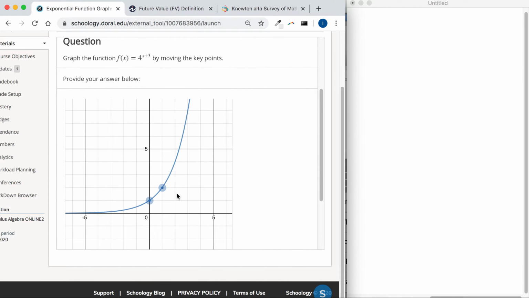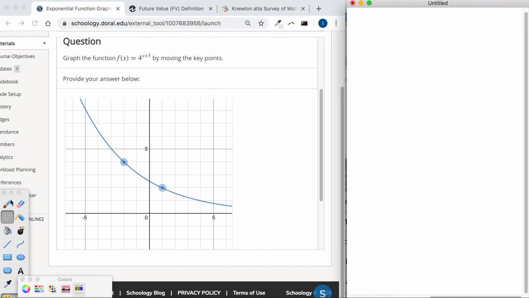Okay, I can do this for you real quick, though. This term can be infinitely close to 0, so that's why there's no horizontal asymptote. But if I plug in negative 2, negative 2 plus 3 makes 1. So at negative 2, I should be getting 1 for the y value. If I plug in negative 3, negative 3 plus 3 makes 0. 4 to the 0 should be, sorry, this should be 4.